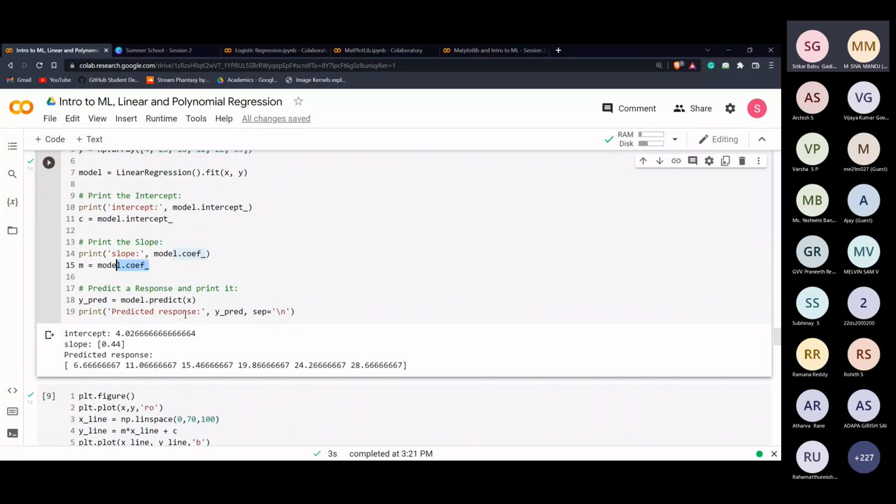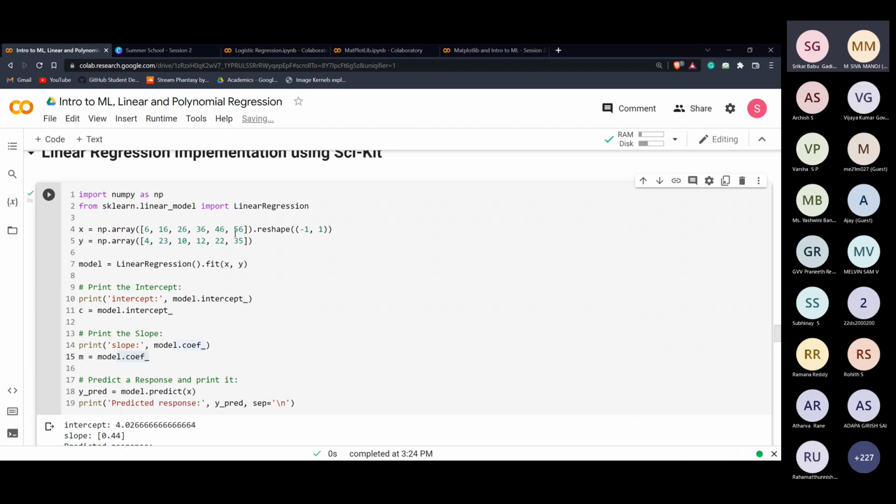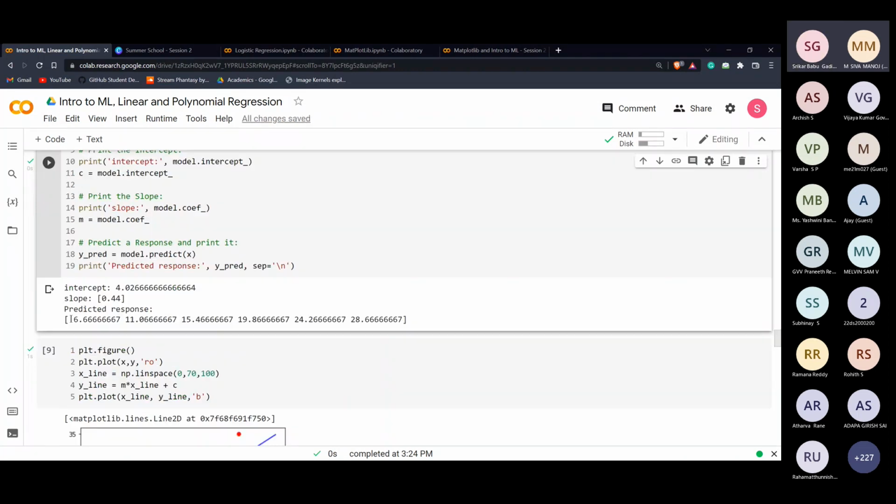And what is my predicted value of y? You can simply say y_pred is equal to model.predict(x). That basically gives the curve y is equal to mx plus c. If I run this code, for y is equal to mx plus c, if I pass in the values of x, which are 6, 16, 26, 36, and 46, these are the values I'm getting.